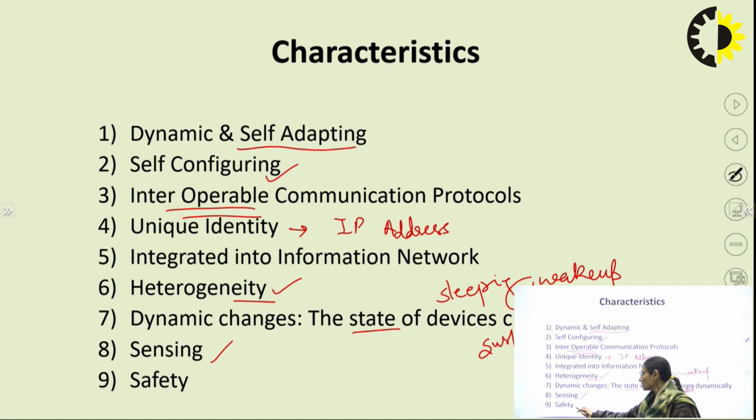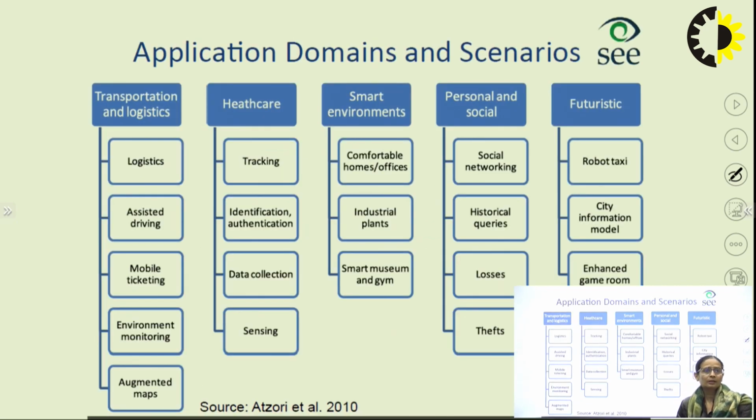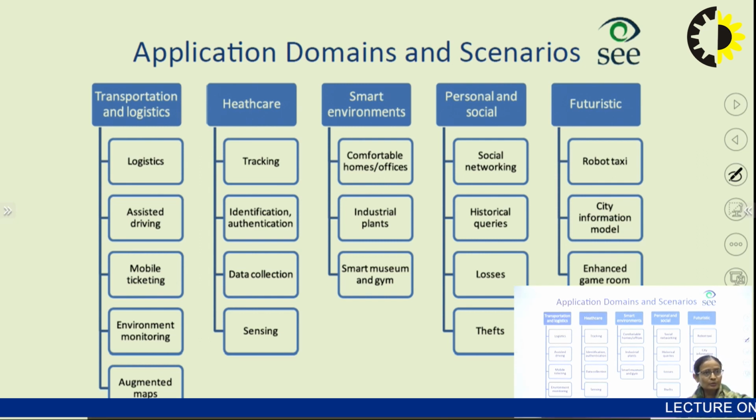Another and the last characteristic is safety. Safety should be built into all these devices. Since they have to be connected to the internet, there must be some safety feature included in the IoT system. These are a few application domains and scenarios.